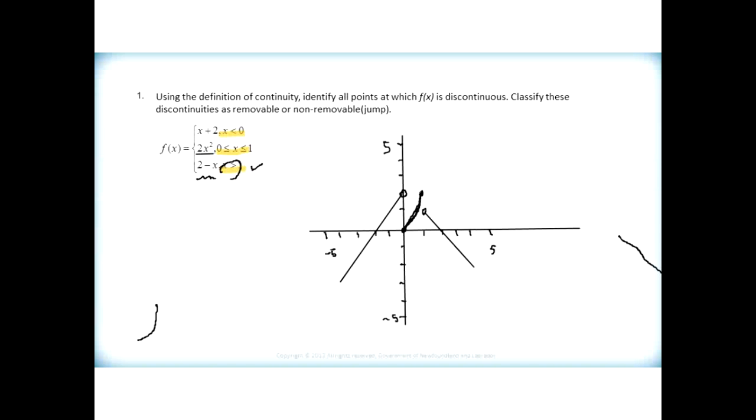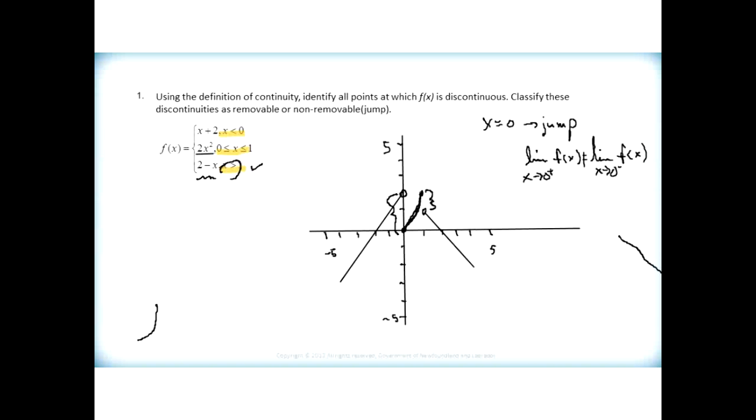Okay, so right here we can see that we have a jump discontinuity because the left and right limits are not the same. And at 0, we also have a jump discontinuity because our left and right limits are not the same. So at x equals 0, we have a jump. And if we want to state that in terms of the definition, it's because the limit as x approaches 0 from the right of f is not equal to the limit as x approaches 0 from the left of f of x, sorry.